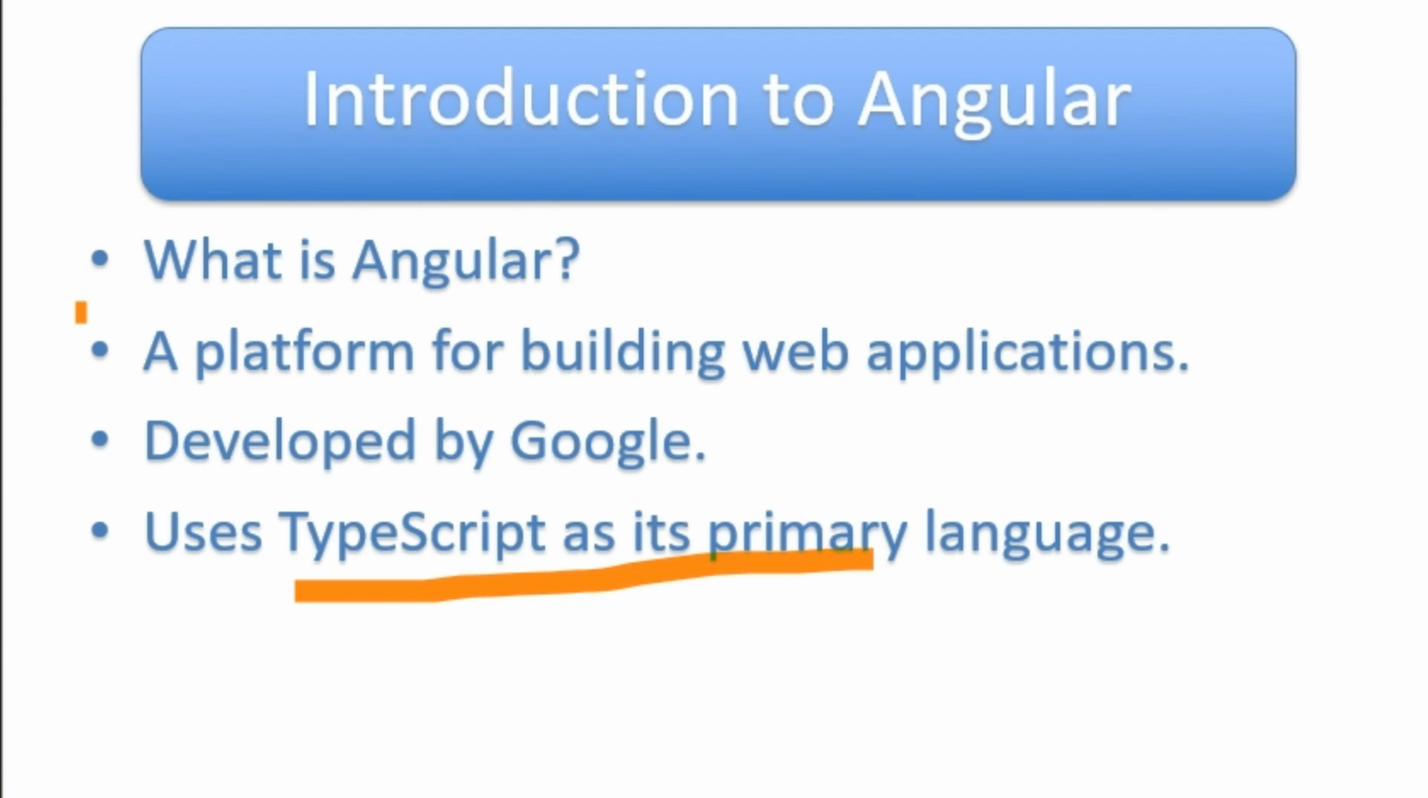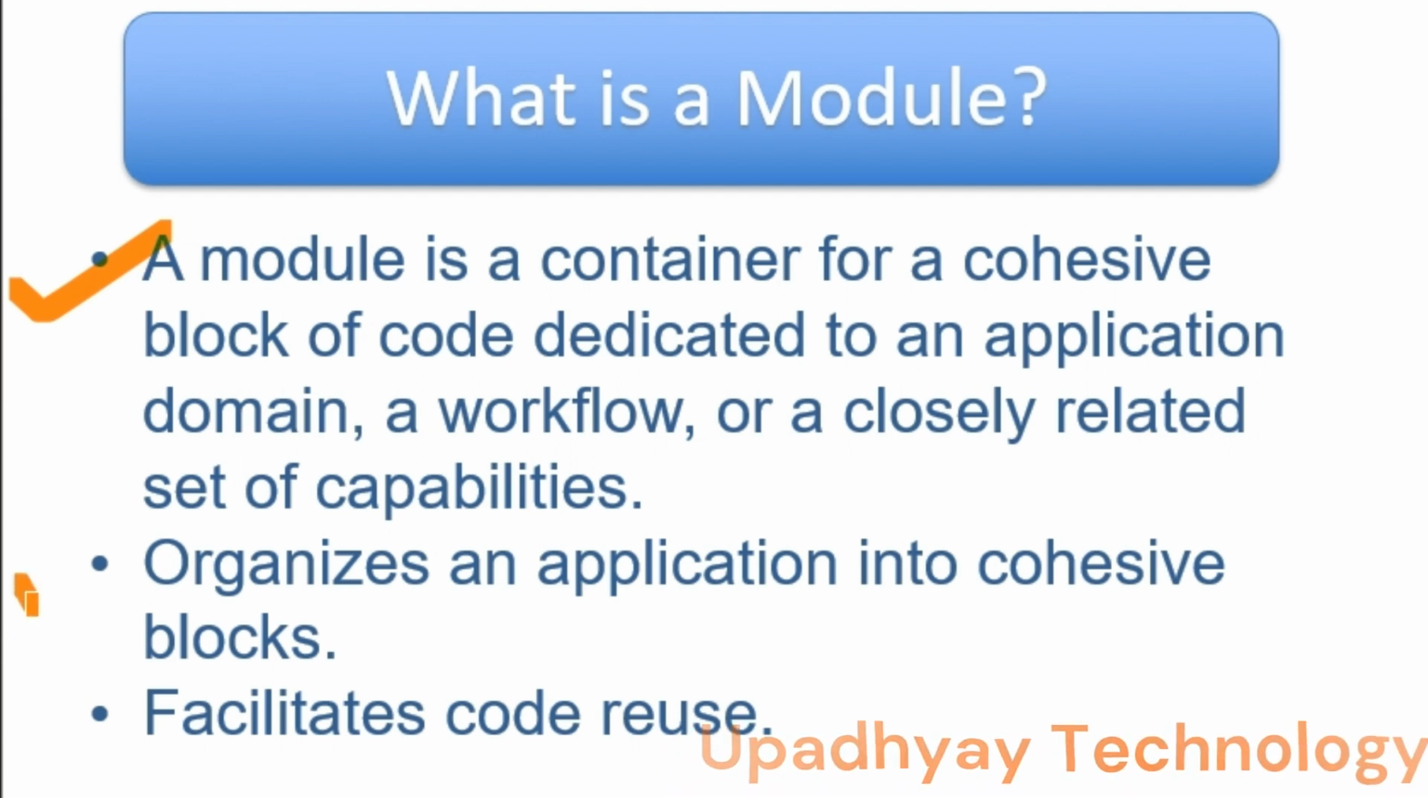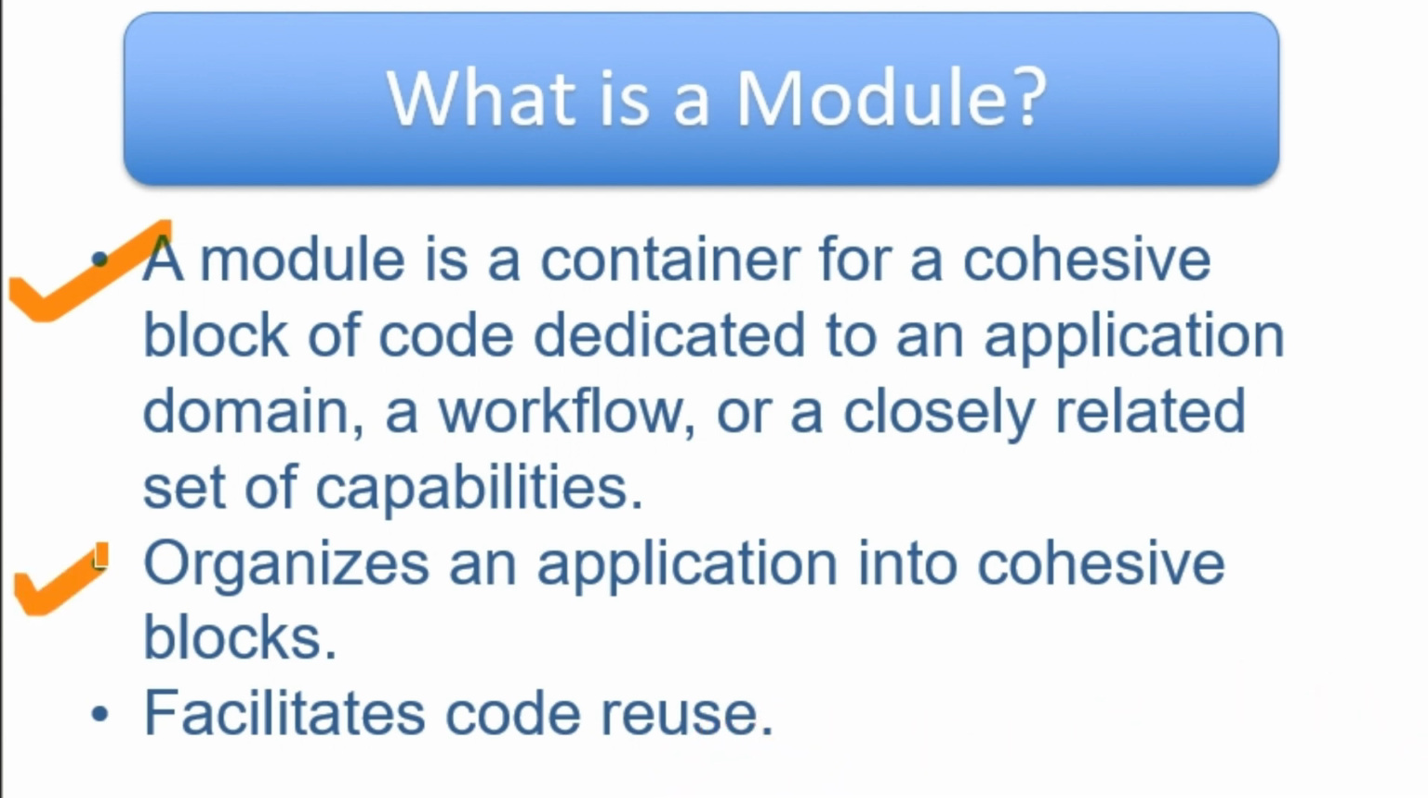What is a module? A module in Angular is essentially a container that holds a cohesive block of code. This block is dedicated to a specific application domain, workflow, or set of related capabilities. Modules help us organize our code into logical pieces, making it easier to manage and maintain. They also promote code reuse, allowing us to share functionality across different parts of an application.